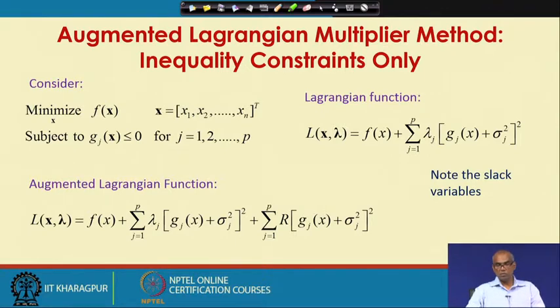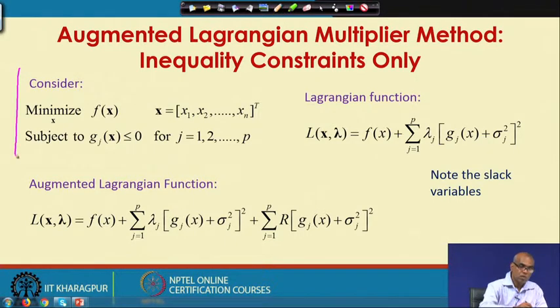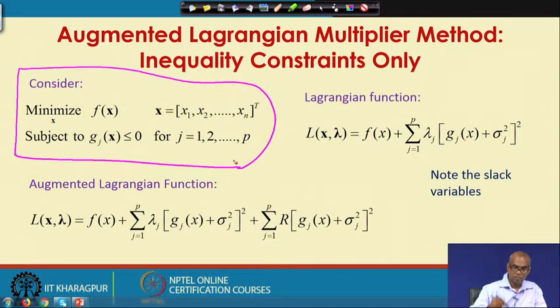So, now let us talk about the augmented Lagrangian multiplier method for inequality constraints. That means we are now considering an optimization problem which has only inequality constraints. So, I have to minimize the function f(x), which has x as an n-vector, subject to p number of inequality constraints. All inequality constraints are of less than or equal to type.